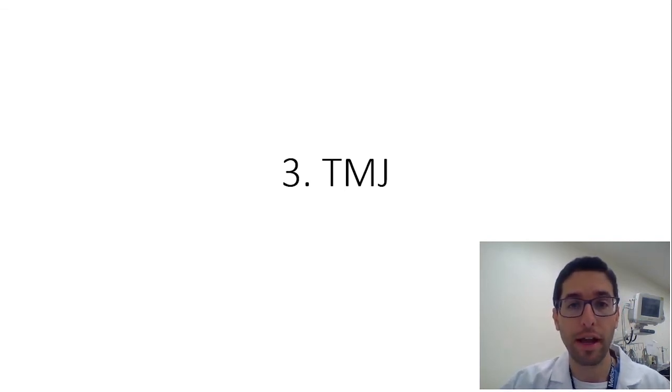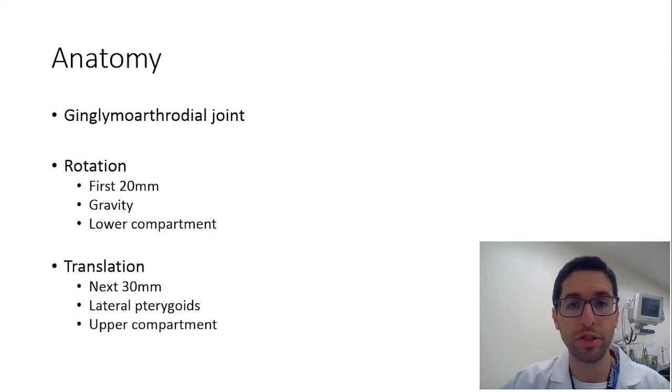Today we're going to be talking about our next topic, which is the temporomandibular joint, or the TMJ. We'll start off with some important anatomy. The joint is known as a ginglymoarthrodial joint. That's a fancy way of saying it has two movements. It has both a rotation component and a translation component. Ginglymo means to hinge or to rotate, and arthrodial means to slide or to translate.